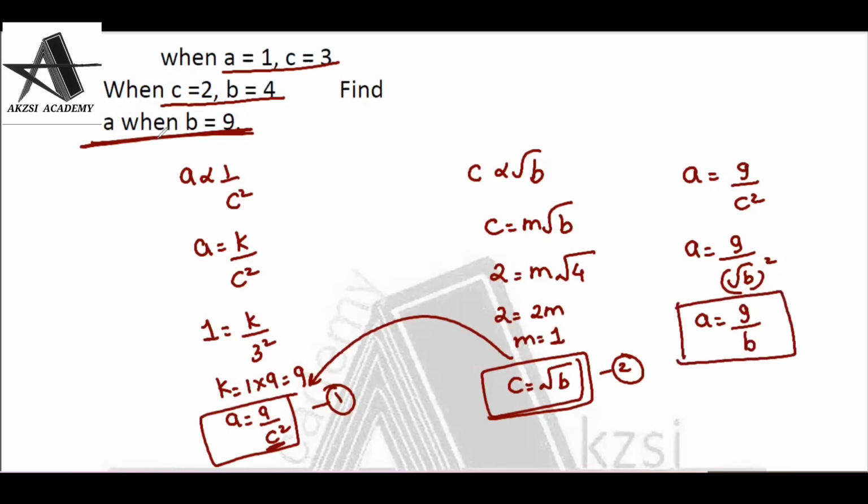Now I need to calculate the value of a when b is 9. So I need to put the value of b as 9. A is equals to 9 over 9, which is 1. So a is equals to 1. So when b is equals to 9, a is equals to 1.